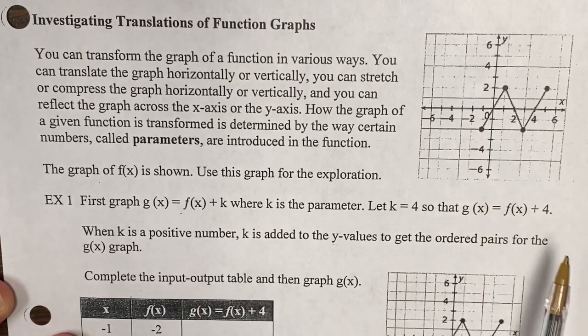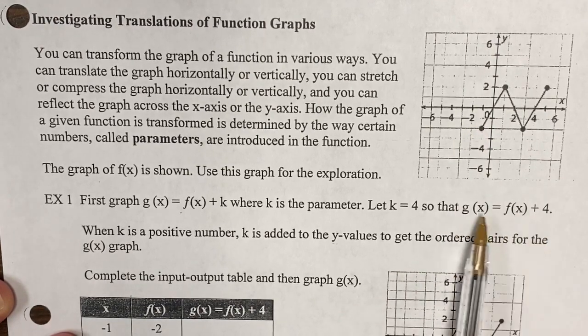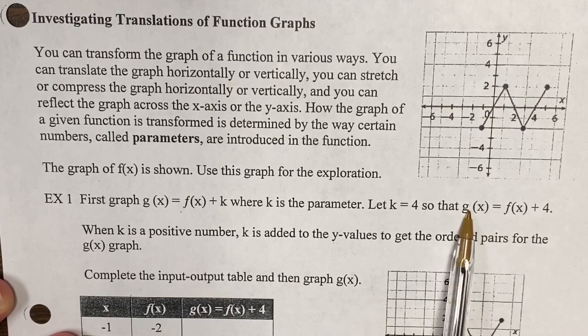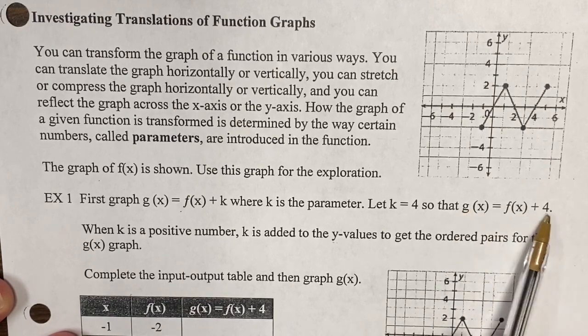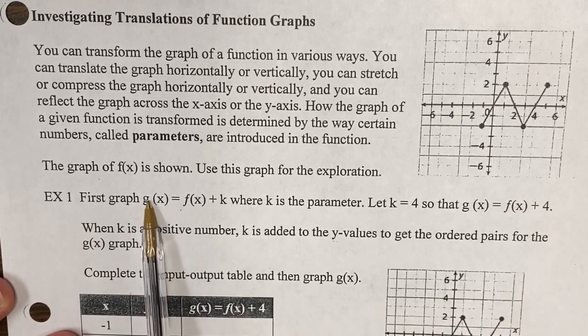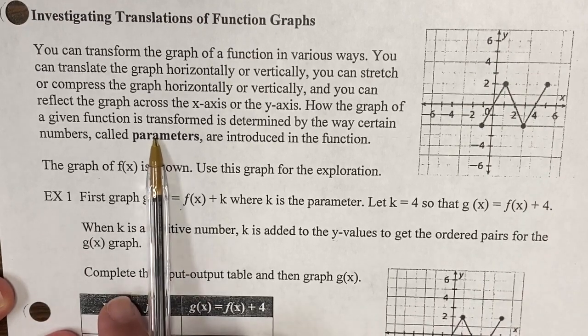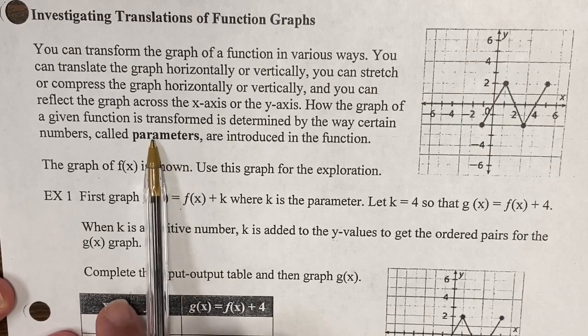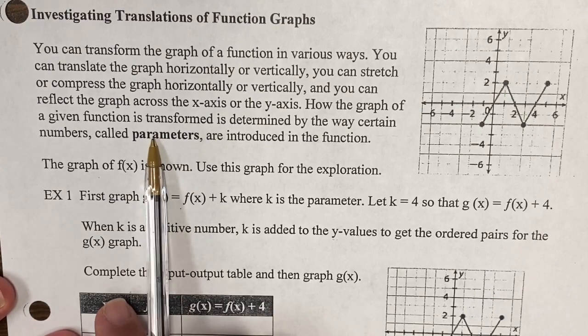on transformations written in this form. So as you can see, g of x is going to be related to f of x by some change in a number. And that number is what we're going to define as a parameter. Okay, so parameters are going to be what's causing the transformation.